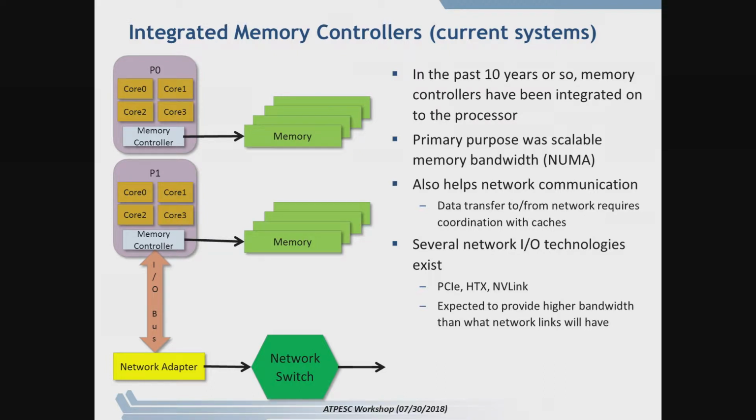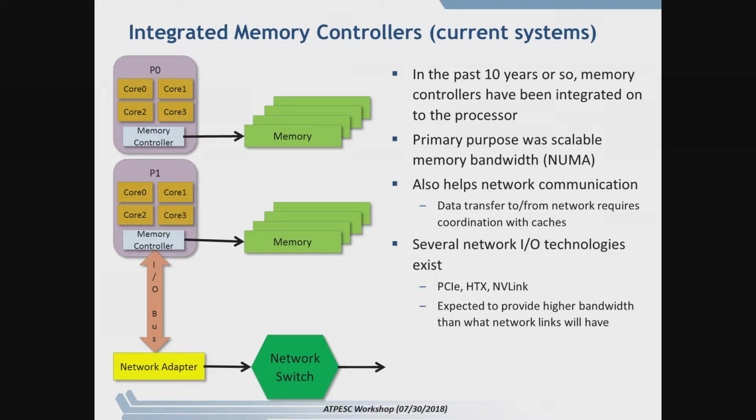Data transfer to and from the network requires some coordination with the caches themselves. So having this more tight integration allows the network to work better with the memory, as opposed to having to coordinate separately with everything else.